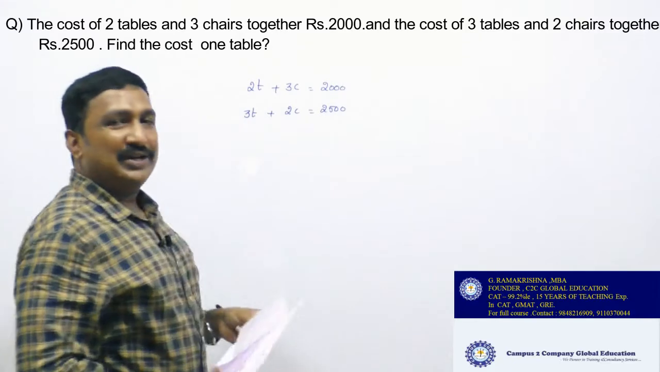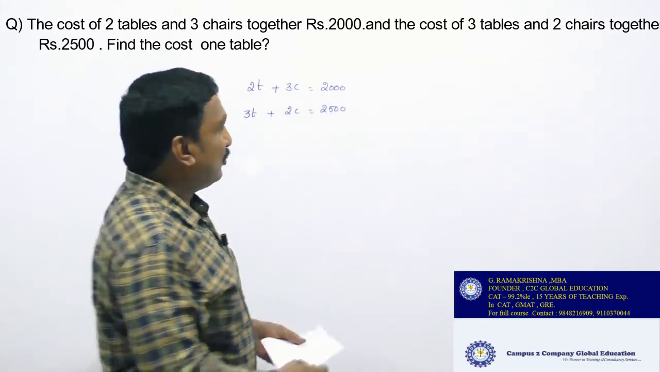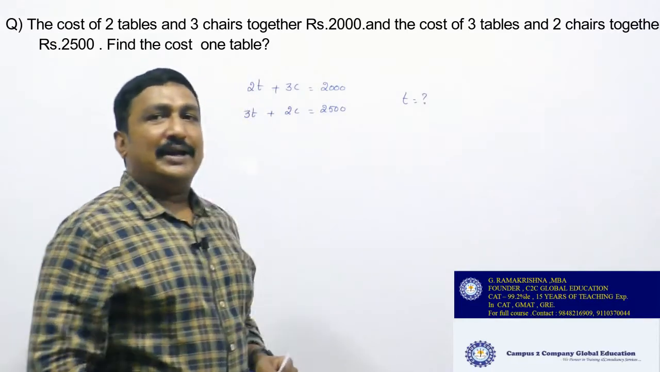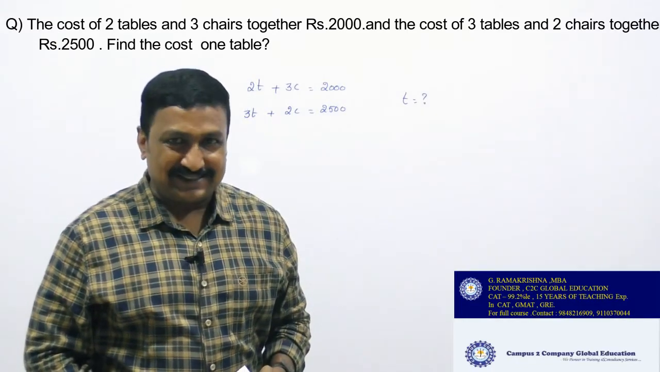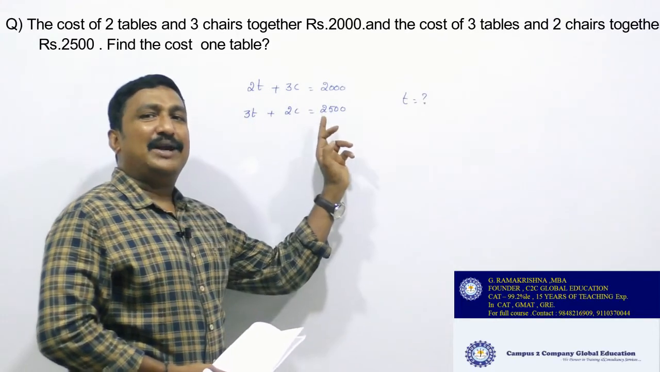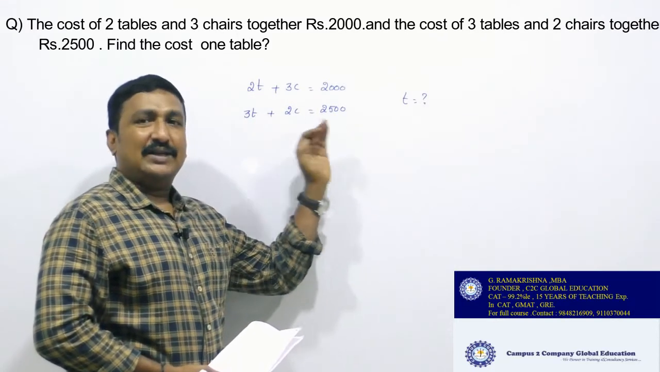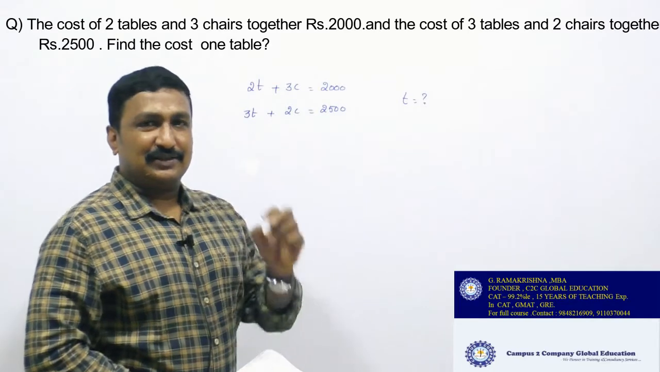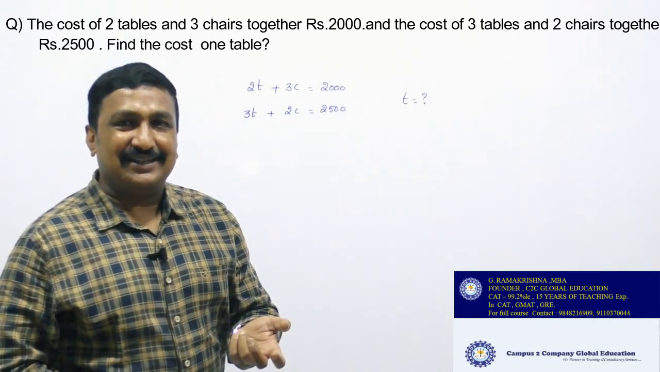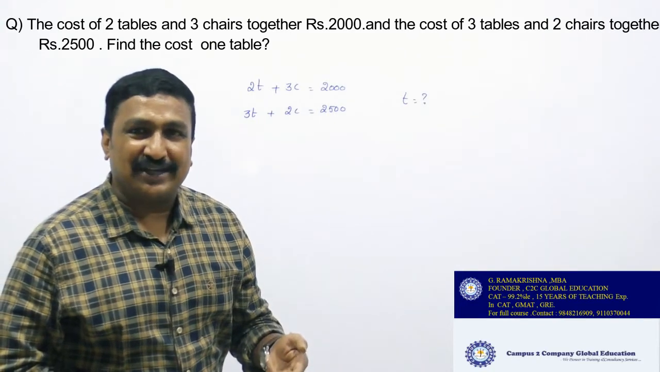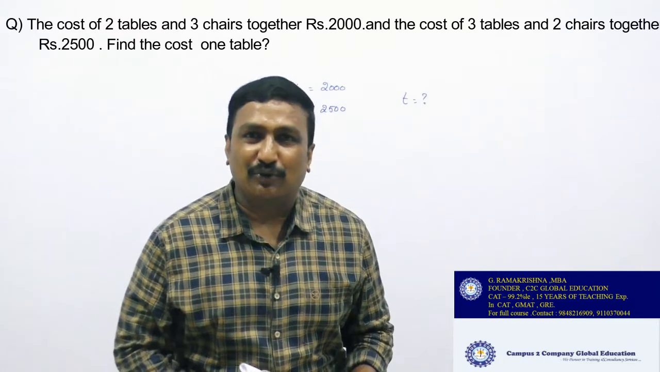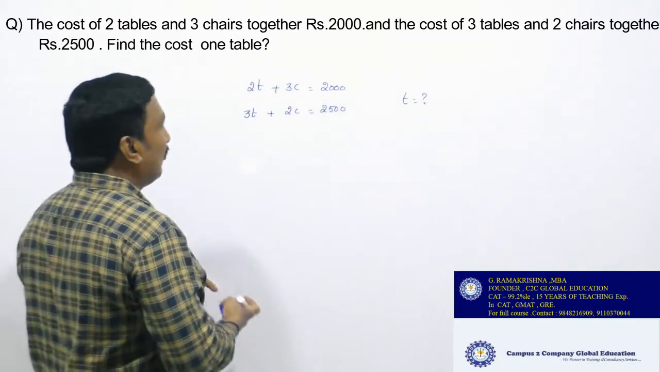Now they are asking what is the cost of a table. So we have to find out the cost of a table, friends. Already I told in the previous basic class, if I want to calculate the table we have to eliminate chairs, right? To eliminate chairs, their coefficients must be equal, and based on their signs, if both are the same signs, we have to subtract. If both are opposite signs, we have to add. So here I will find out the table.